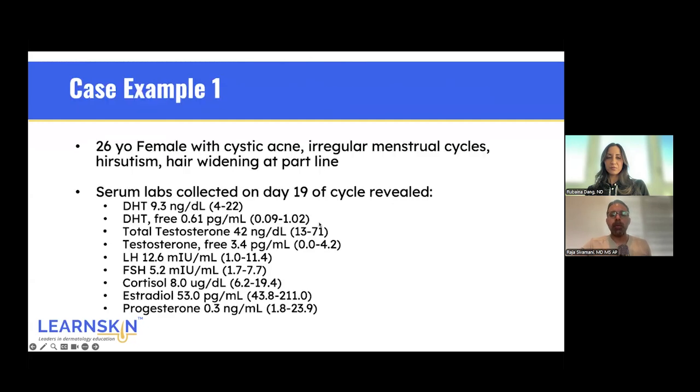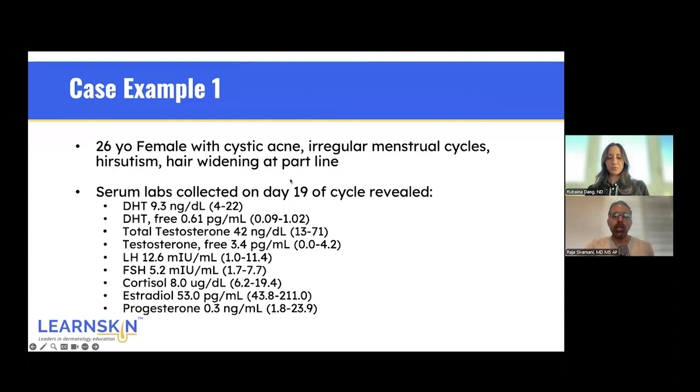So let's jump into the first case, a pretty classic case: a 26-year-old female with cystic acne. She's got an irregular menstrual cycle and hirsutism, hair thinning at the part line. We've already got the hallmarks of what we're thinking. It's not just your garden variety acne here. We've got something else going on that may be deeper, and perhaps it's polycystic ovarian syndrome, or at least you're suspicious of that with the irregular menstrual cycles, hirsutism, and the alopecia that's starting to develop.